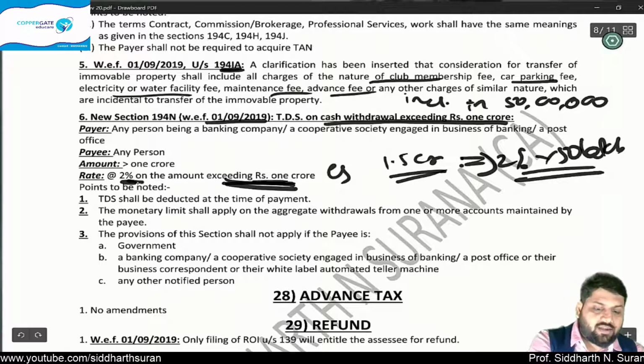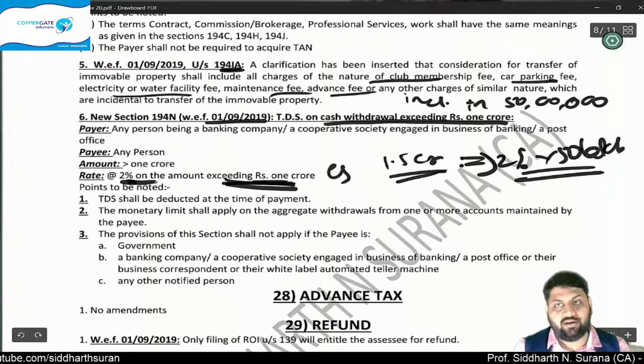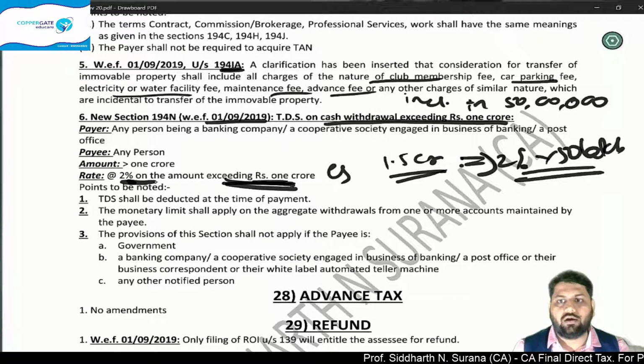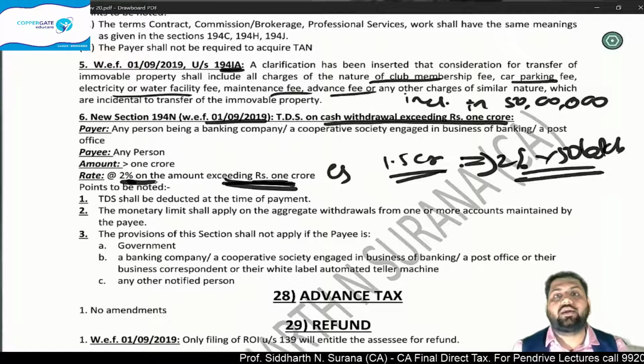But here you will get credit of 2%, even if you are not offering the income to tax. How will you offer the income to tax? It is withdrawal from your own bank account. Where is the question of offering income to tax? You will not be offering this income to tax, but you will be getting the credit of TDS.